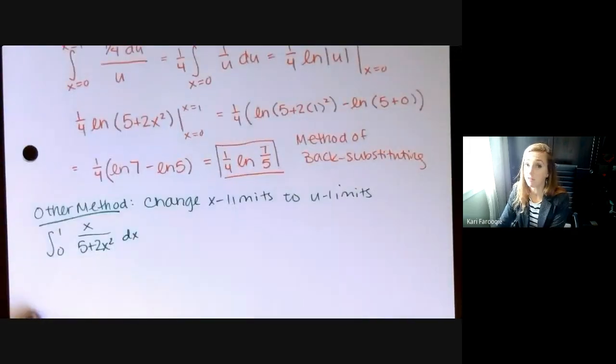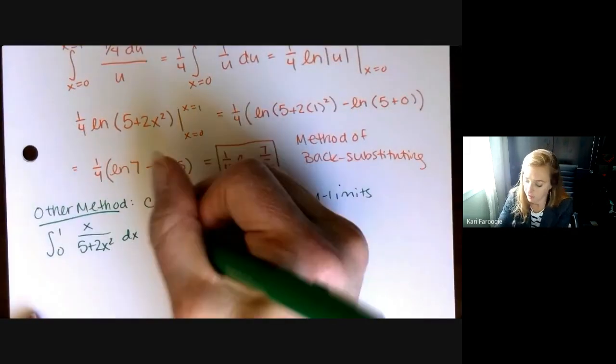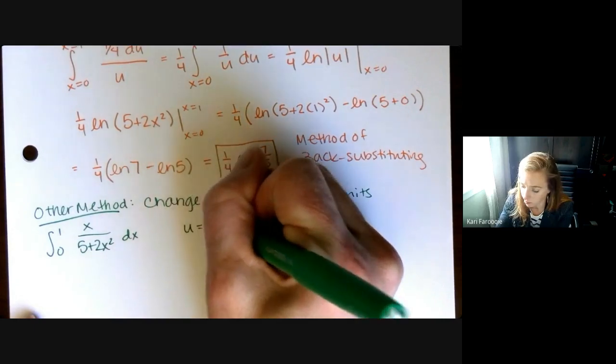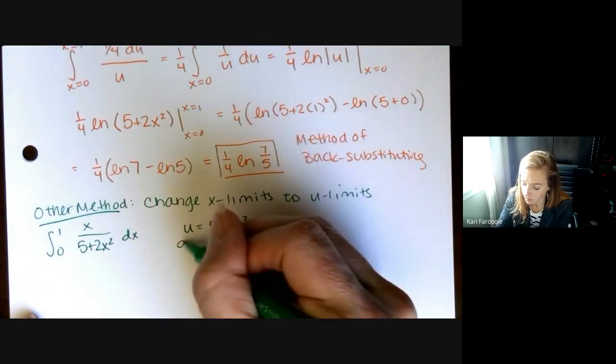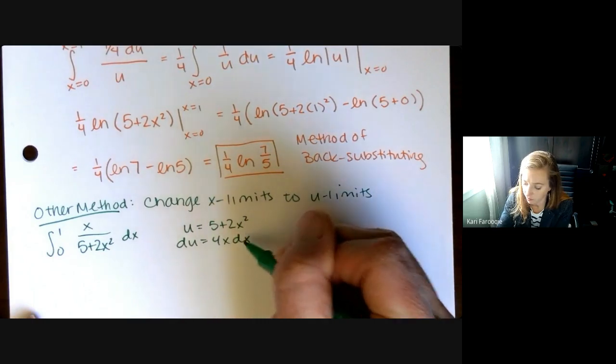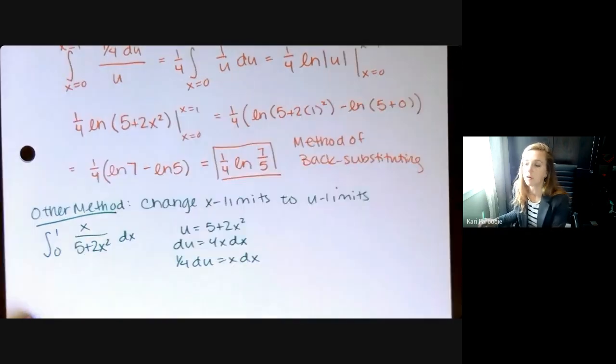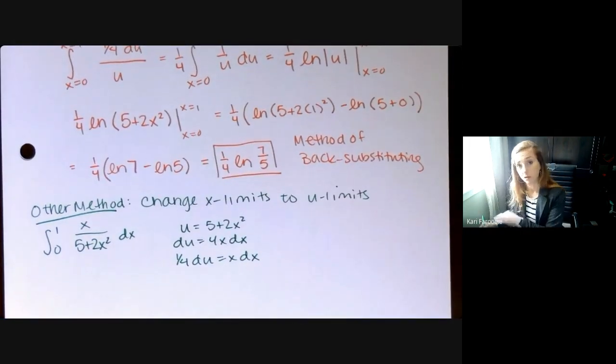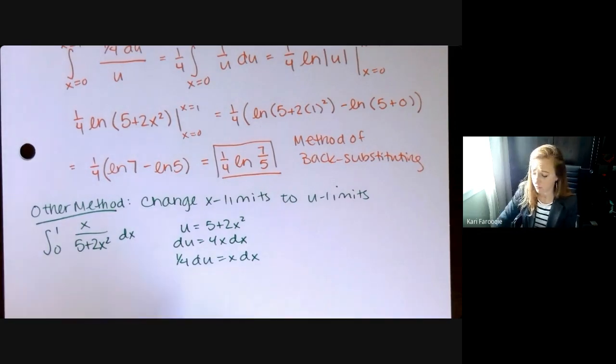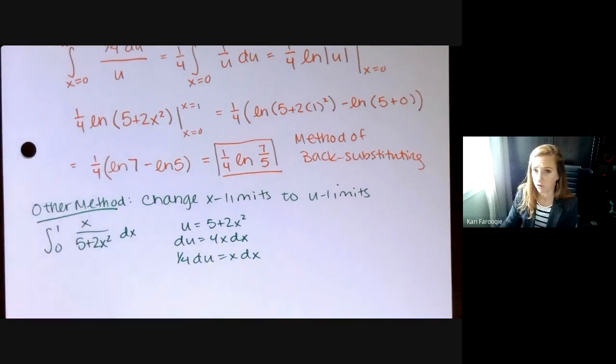Now, it's the same idea as what we did before. We said, okay, we're going to let u be the denominator. Then du is 4x dx, and 1/4 du is x dx. When you change your x limits to u limits, I recommend doing the whole substitution all at once, because if you start to plug in half of it and then start to rewrite, you almost get confused. Like, wait, what am I still missing? What do I need to do? And then it gets jumbled. So if you're going to change everything over to u, do it all at the same time.